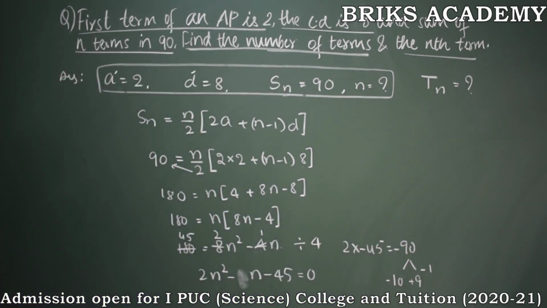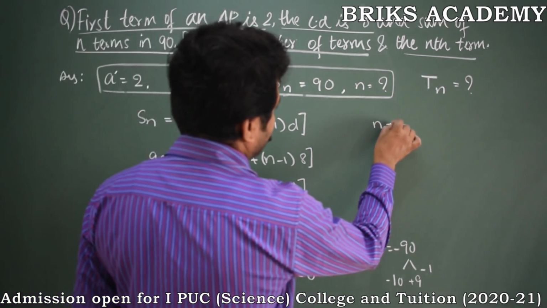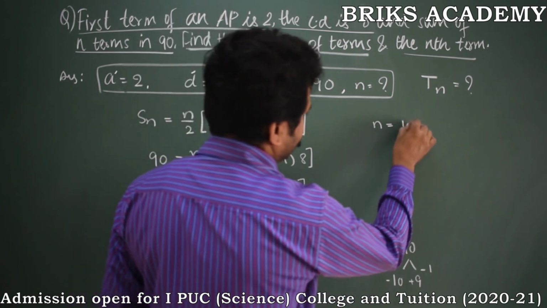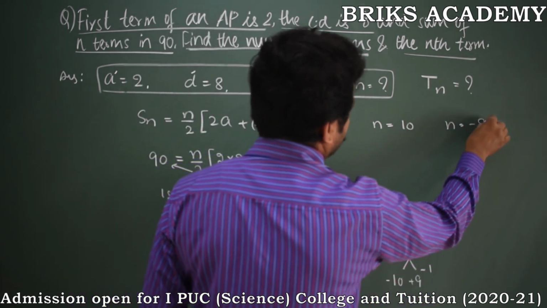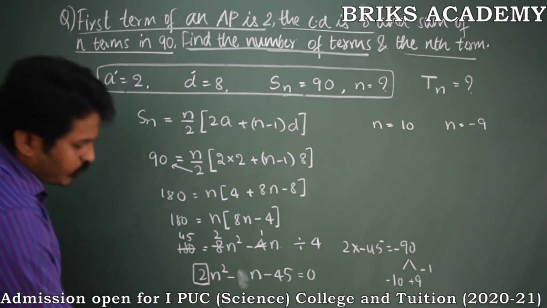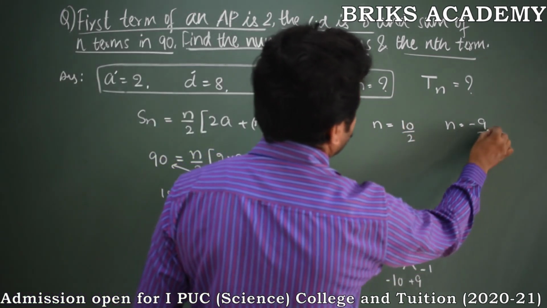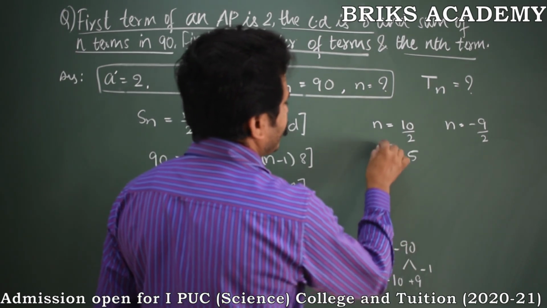Last class I clearly told you how to write n directly. Just change the sign and write. If you change the sign, minus 10 becomes plus 10. n equal to, if you change plus 9, it becomes minus 9. The coefficient of n square is 2, that we have to divide. So n equal to 5.